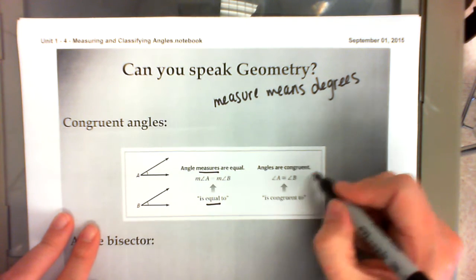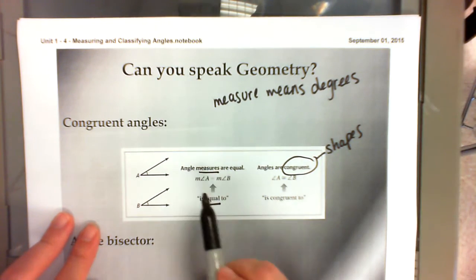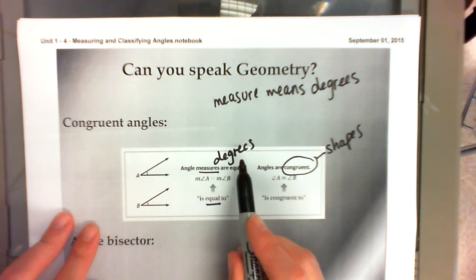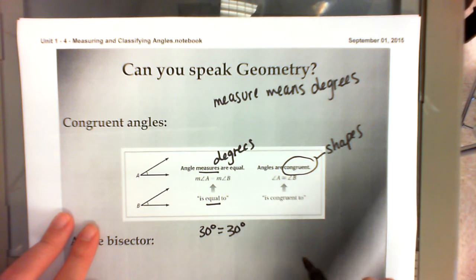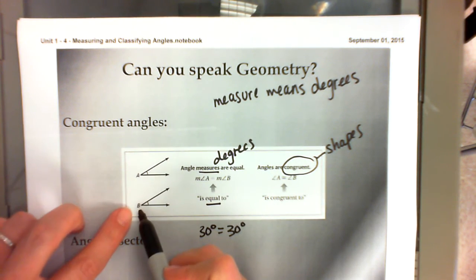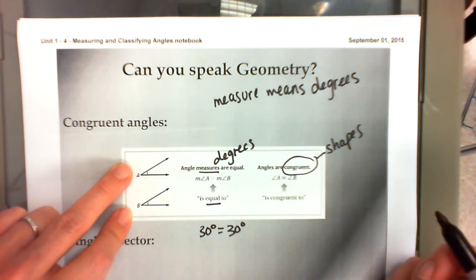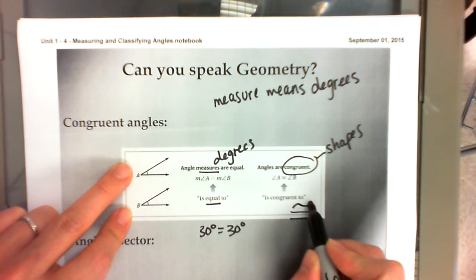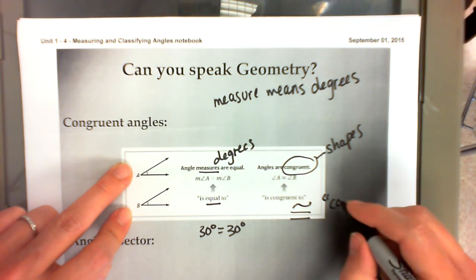Angles, I say congruent, I think about that as shapes. So angle measures, this is degrees. So angles, if the degrees match, we say that the measures are equal to each other. So 30 degrees equals 30 degrees. But if I say angle A and angle B are congruent, those two angles, those objects or shapes are congruent, we say is congruent to. This symbol, it's like an equal sign with a tilde on top. That's the congruent sign. So you say is congruent to. That's the congruent symbol.